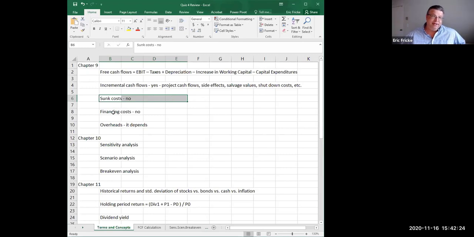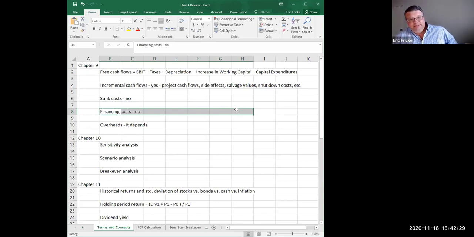The other thing we talked about not including are financing costs. Okay. There were a few examples where they were included, but we're not going to focus on those. As we saw later on, financing costs are going to be built into our discount rates.